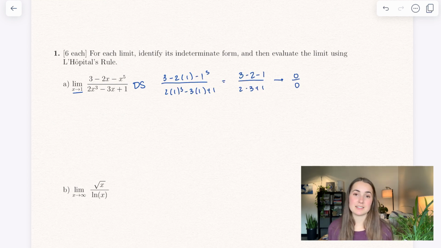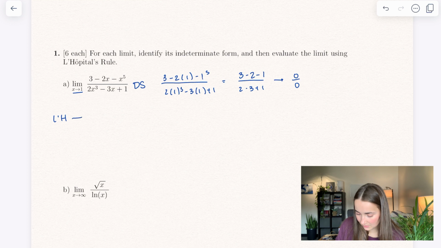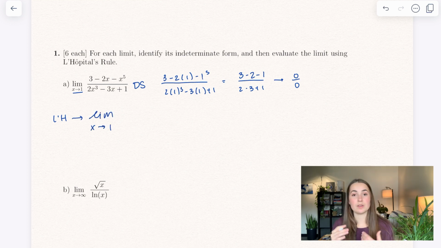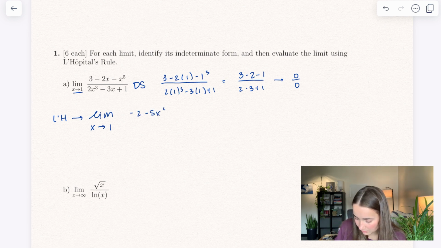So if we notice here, this goes to 0 over 0. This is our indeterminate form, which tells us we can use L'Hopital's. So I'm just going to go ahead and give that little symbol. That means I know I'm taking L'Hopital's, and now I take the derivative of the numerator and the denominator. So here we get negative 2 minus 5x to the power of 4 divided by 6x squared minus 3.